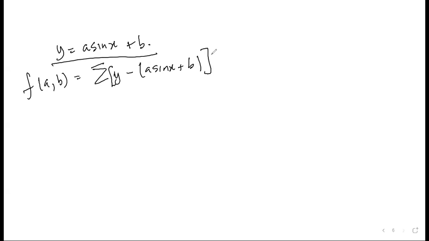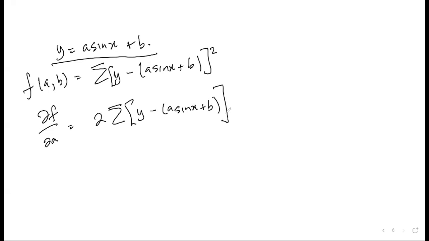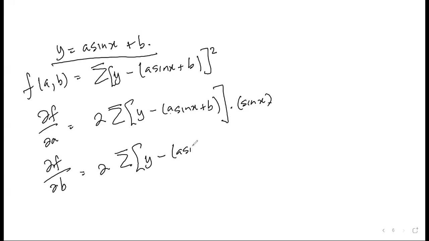And we're taking the square of that. So the partial derivative with respect to A is going to give me 2 sum of (y minus (A sine x plus b)), times the derivative of the inside. I will differentiate that to get sine x for A, and the derivative with respect to b is times 1.